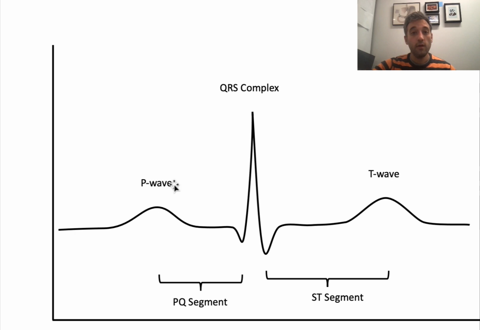So P wave, depolarization of the atria, PQ, contraction of the atria. QRS is the repolarization of the atria, the depolarization of the ventricles. ST is contraction of the ventricles. T is the repolarization of the ventricles. Hopefully that all makes sense, and hopefully you can see how these all fit together.